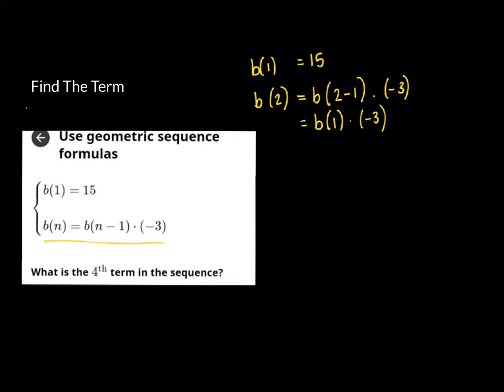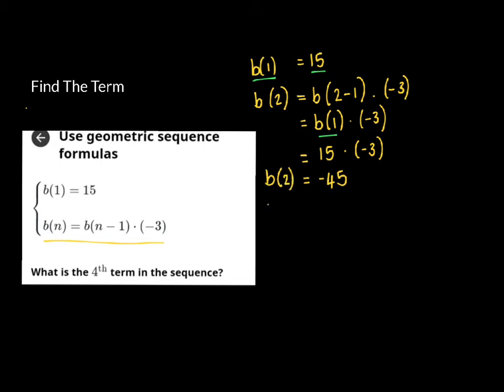But check what they've given us up top here. We now know that B1 is equal to 15. So this B1 over here, we're going to replace with the number 15. So we're going to go B1, which is actually 15, and we're going to multiply that by negative 3. That's what we're going to get. And if we multiply 15 by negative 3, we're going to get negative 45. Now we know that B2 is equal to negative 45.